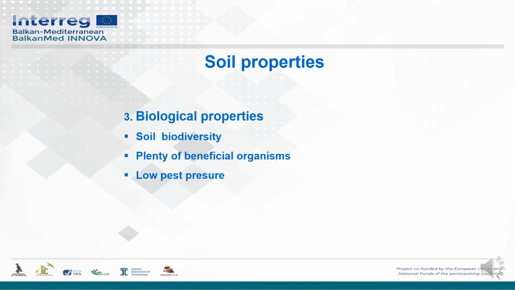What about biological properties? The important biological properties of the soil are three: soil biodiversity, the presence of plenty of beneficial organisms, and low pest pressure. These are the biological properties of a good soil.